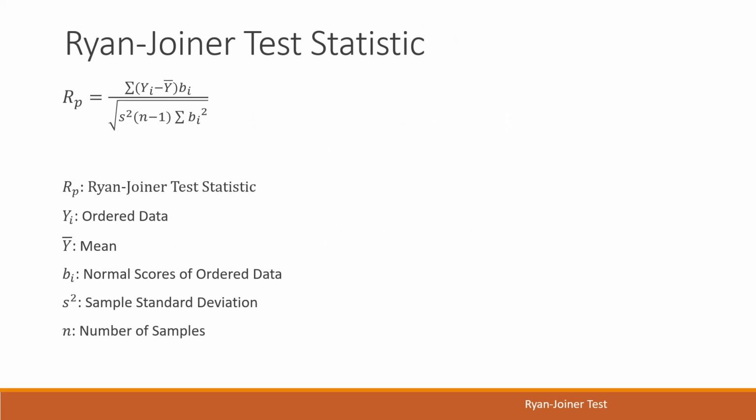So how do you calculate the Ryan-Joiner test statistic? That is the sum of b_i times (y_i minus y bar), over the square root of s squared times (n minus 1) times the sum of b_i squared. I'm not going to read that out; you can read it if you want, but I'll explain what these are. So again, Rp is the RJ test statistic. Yi is your ordered data. Y bar is the mean. And bi is the normal scores of your ordered data. S squared is the sample variance, and n is the number of samples. Everything here is pretty straightforward except for b, the normal scores of your ordered data.